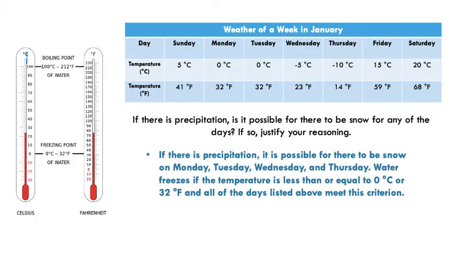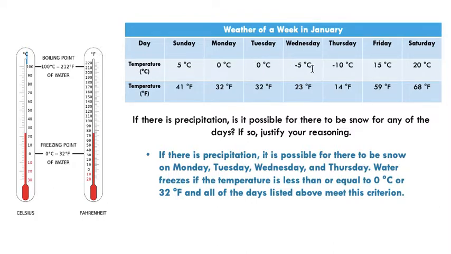Our next question reads, if there is precipitation, is it possible for there to be snow for any of the days? If so, justify your reasoning. So if we look at our model here, in order for water to freeze, it needs to be 0 degrees Celsius or below, or 32 degrees Fahrenheit or below. So just by looking at the Celsius, we could see that 5 degrees Celsius is not cold enough to freeze. 0 degrees Celsius is, so Monday, Tuesday so far.